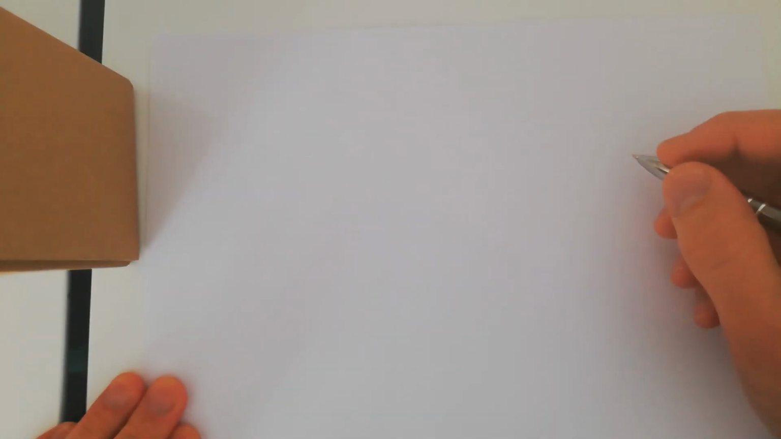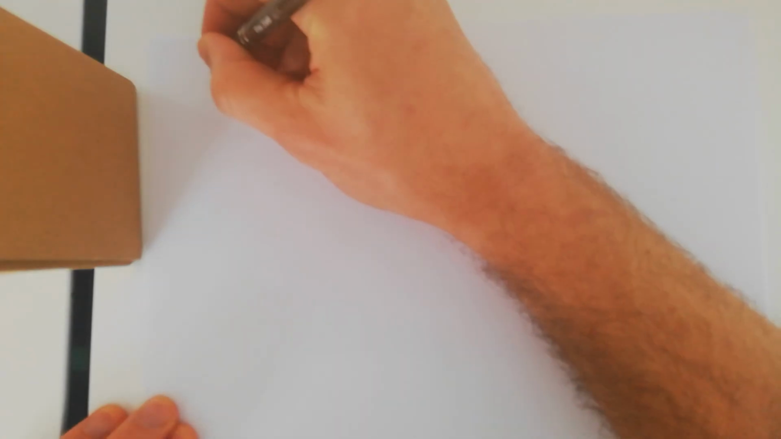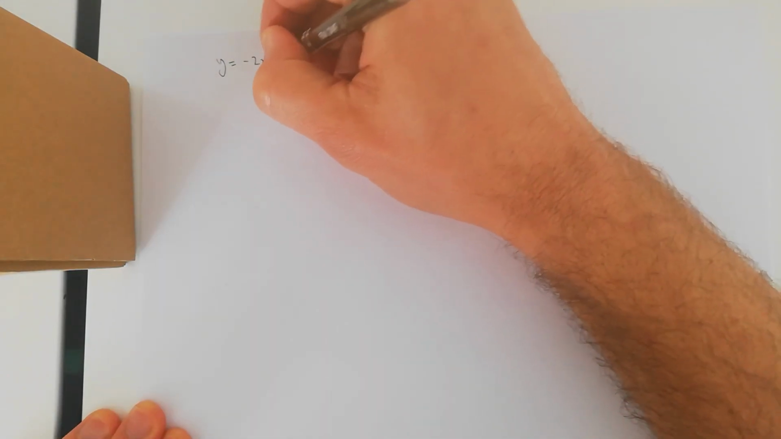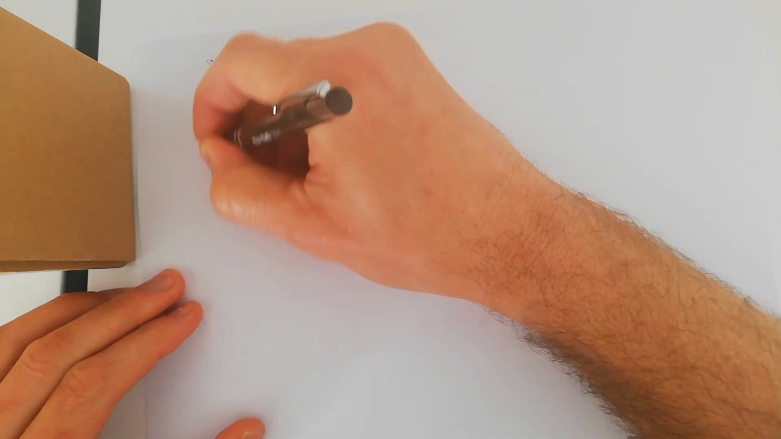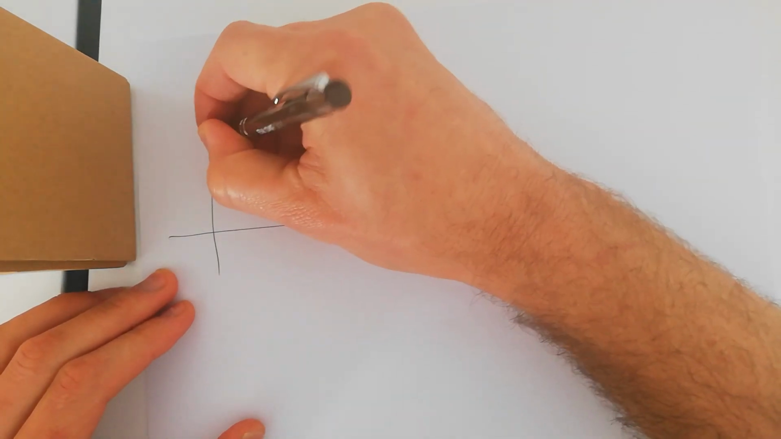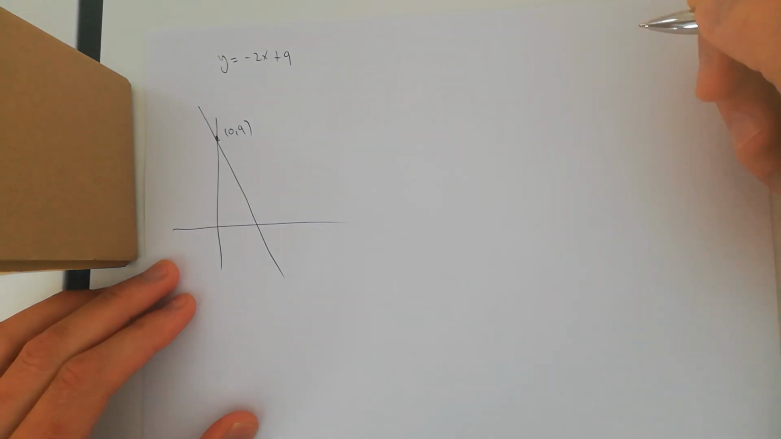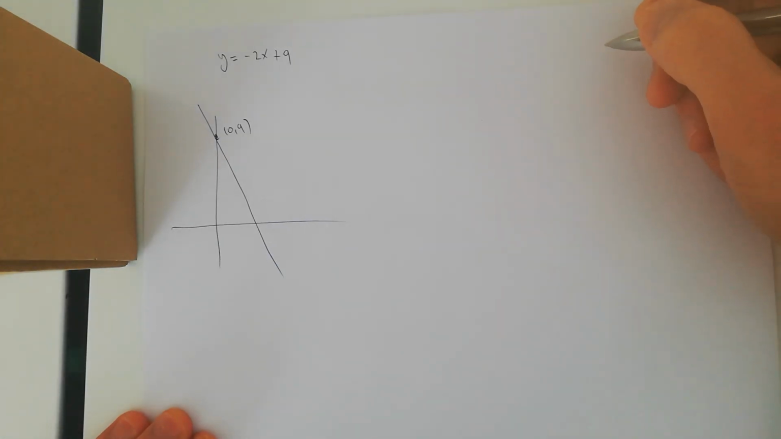Hello everyone. Today we are going to see how to write the vector equation of a straight line. So for example, if we have the line y equals minus 2x plus 9, this line has a y-intercept 0, 9. It more or less looks like this.